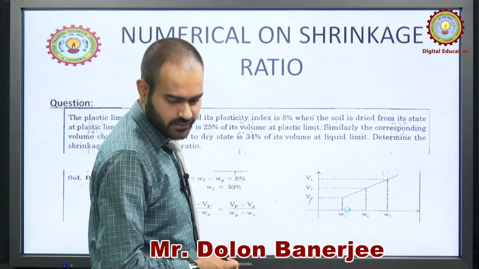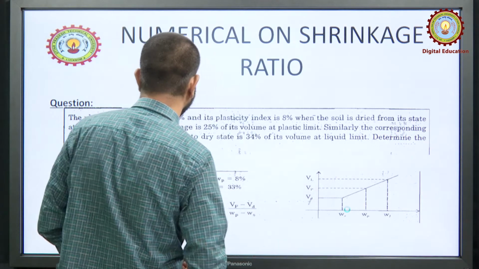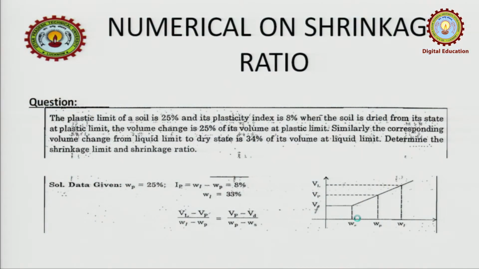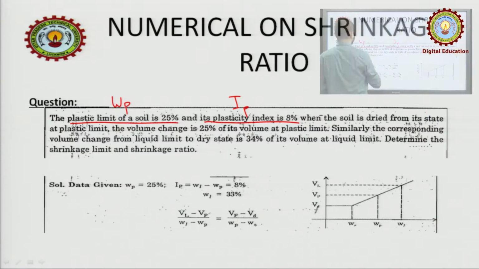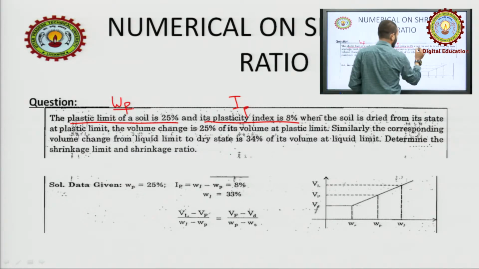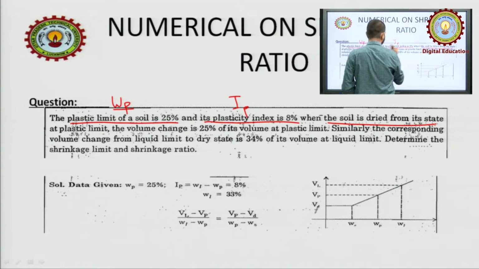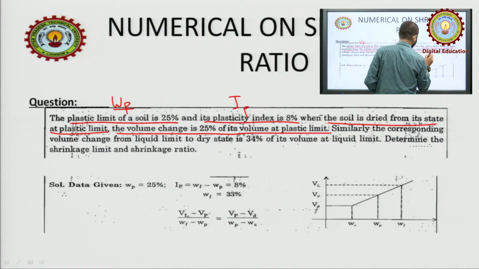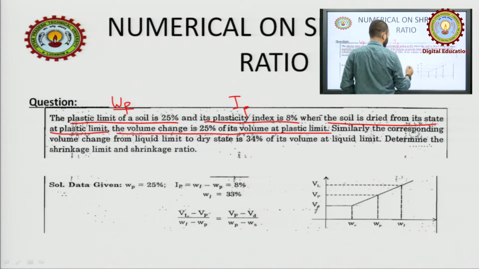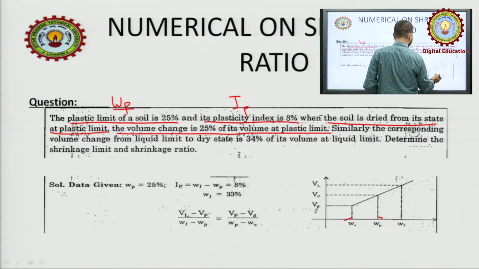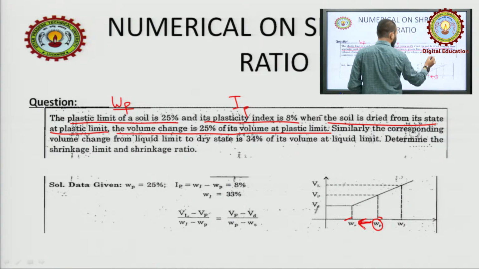Let us see what is asked in this question. First of all, again let us read the question. Plastic limit of the soil is 25%, its plasticity index is 8%. This is IP given to us, and this is the plastic limit, WP, given to us. Then when the soil is dried from its state at plastic limit, the volume change is 25% of its volume at plastic limit. This means when we start to decrease the water content from plastic limit, when we move in this way, then what happens?